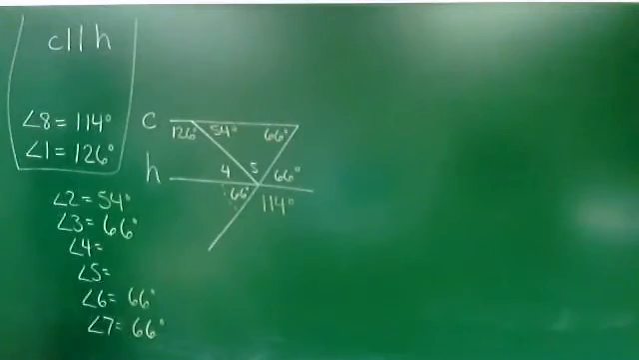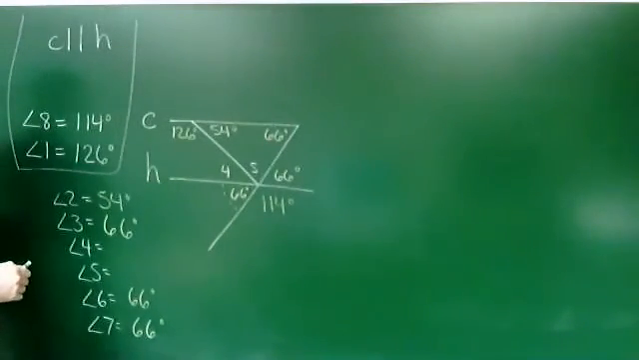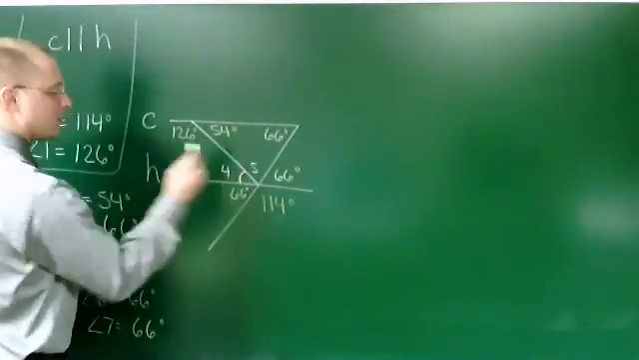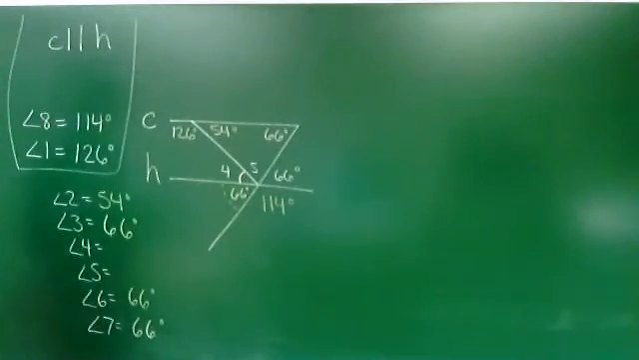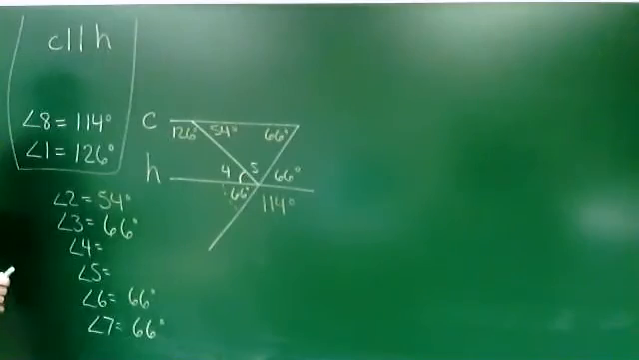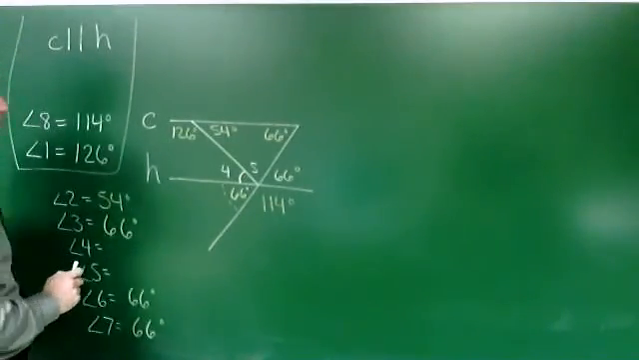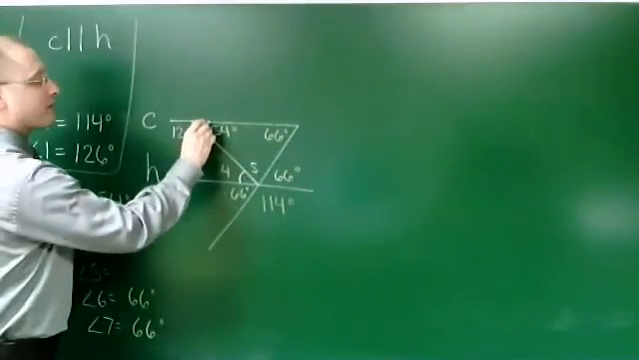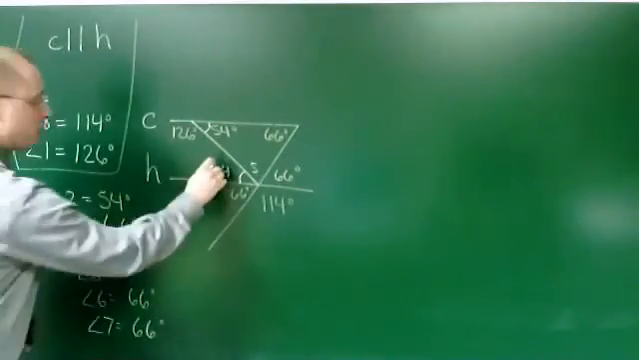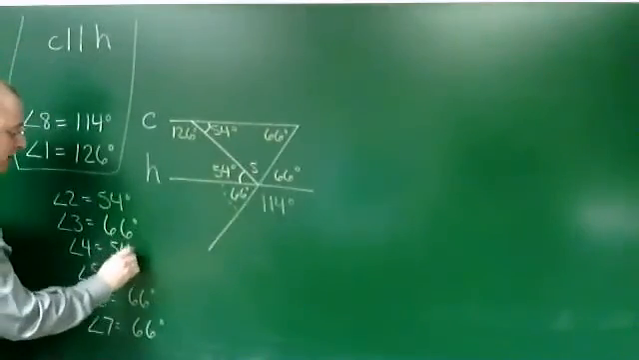Audrey, how might we find angle 4? Actually, no, 4 we can get without math. How can I get angle 4 without doing any math at all? Because we're lazy. We don't want to do math. Isn't it the alternate interior angle to 54 degrees? Good. 54 is alternate interior to angle 4, so this must also be 54 degrees.